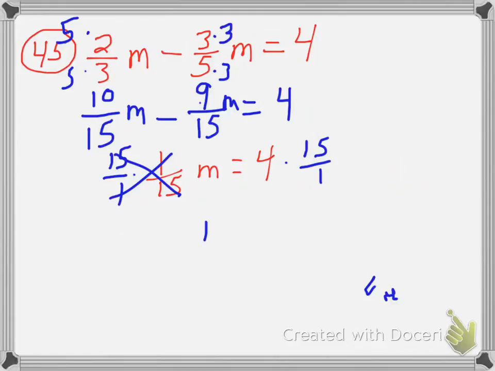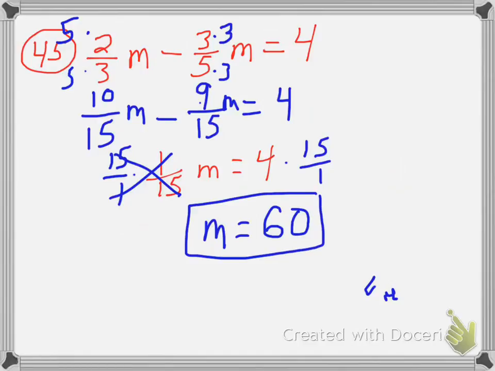So that's going to leave us with, since that's 15 over 1, and the other one is 4 over 1, 4 times 15 is 60. 1 times 1 is 1. 60 divided by 1 is 60. And that is your answer for number 45.